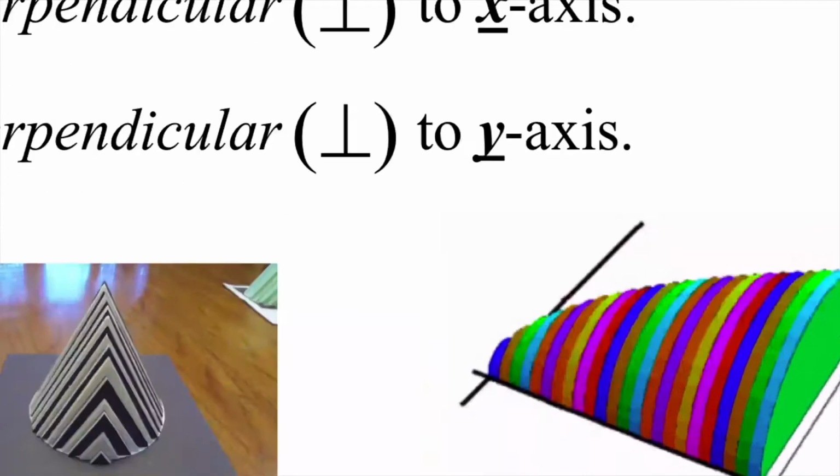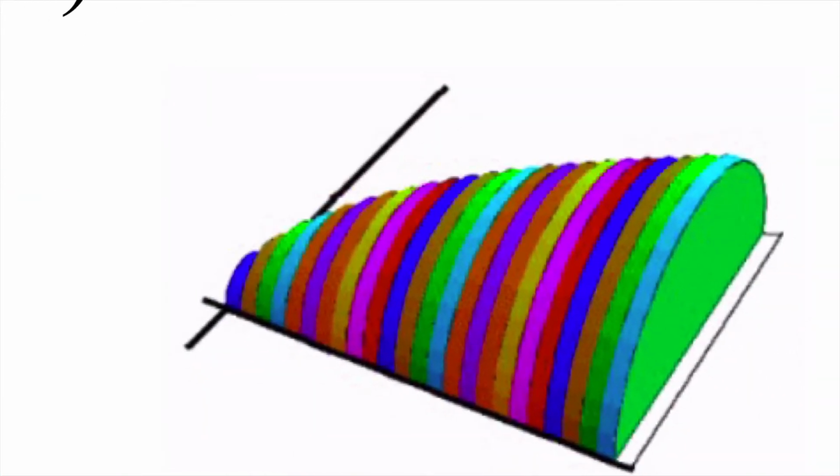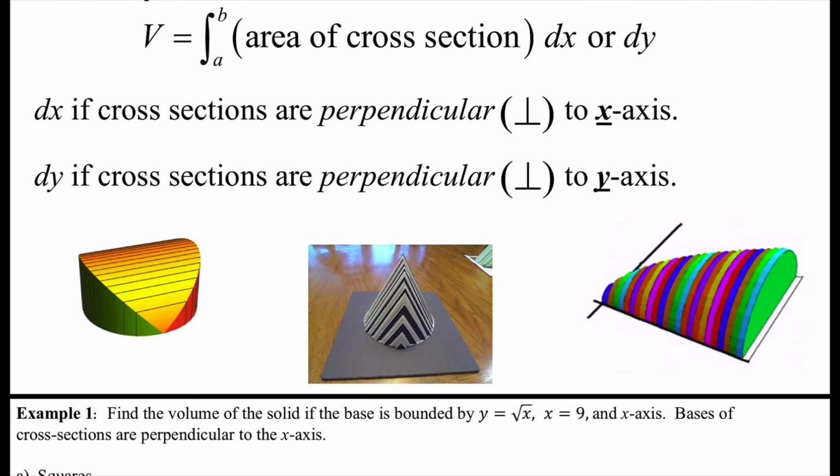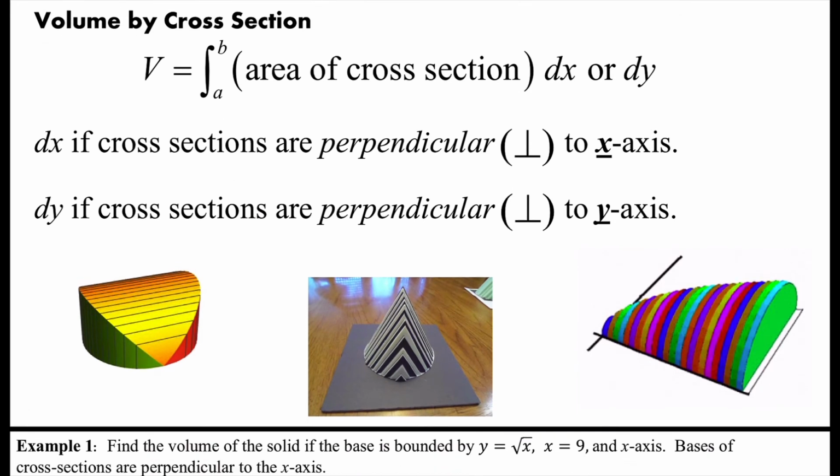If the slices were running the other way, then it would be a dy problem, okay? And they'll tell you if it's perpendicular to x or y, and they'll tell you if it's parallel to x or y. So from there, you decide whether it's dy or dx, okay? Okay, so these are the shapes we're trying to create. All right, okay, so the first one.